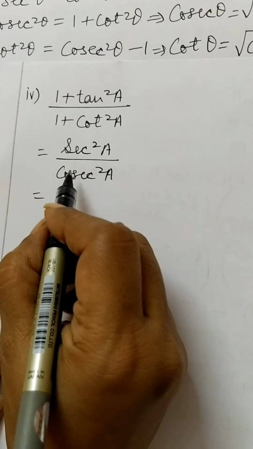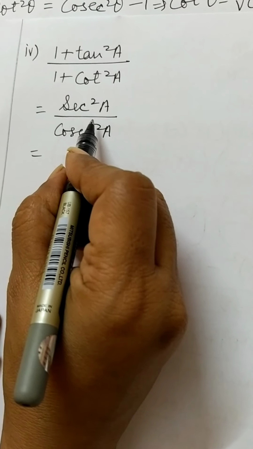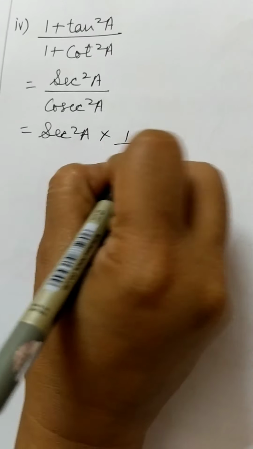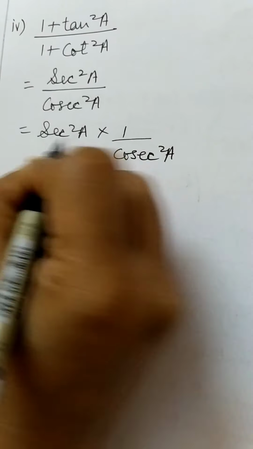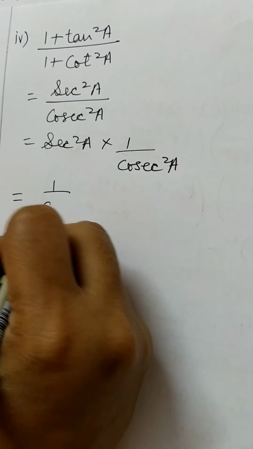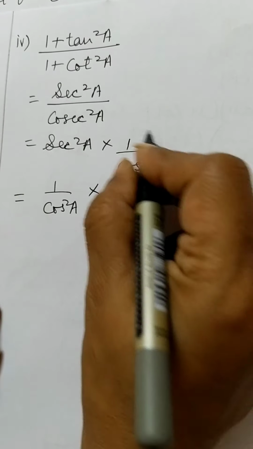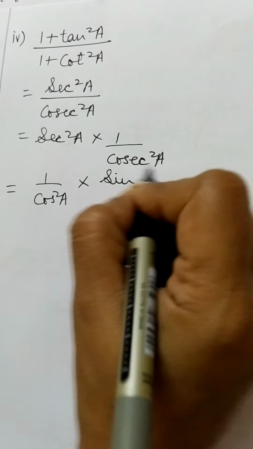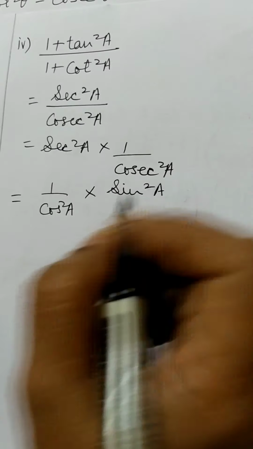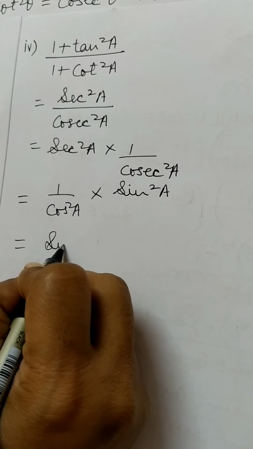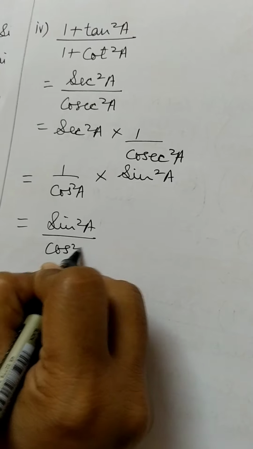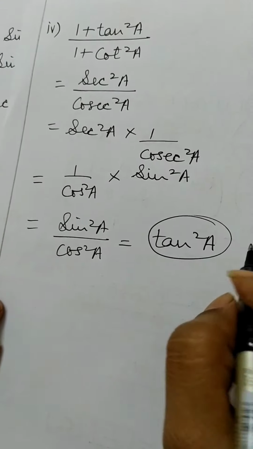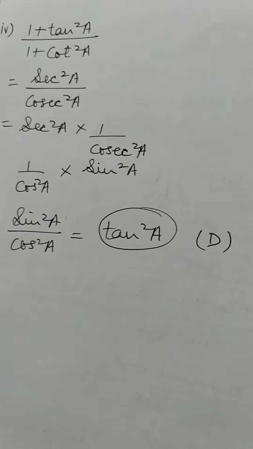To simplify further, sec square A into 1 upon cosec square A. Now sec square A can be written as 1 upon cos square A, and 1 upon cosec A is sin A. So it will be sin square A. Further you can write it as sin square A upon cos square A, which is tan square A. So that means option D is correct.